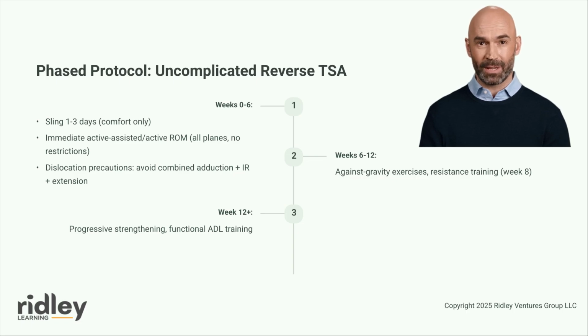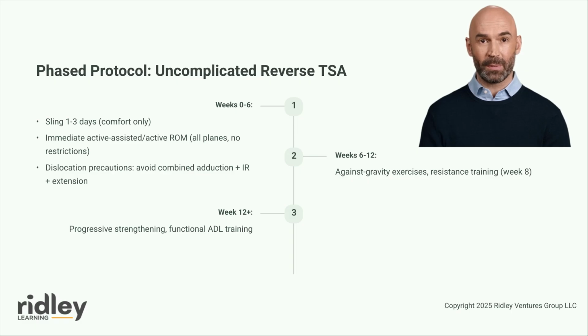Now let's discuss a phased rehabilitation protocol for reverse total shoulder arthroplasty. Despite the strong evidence supporting accelerated rehabilitation, systematic reviews consistently identify substantial variability in published protocols with no universal consensus regarding optimal immobilization duration, range of motion restrictions, or strengthening progression.